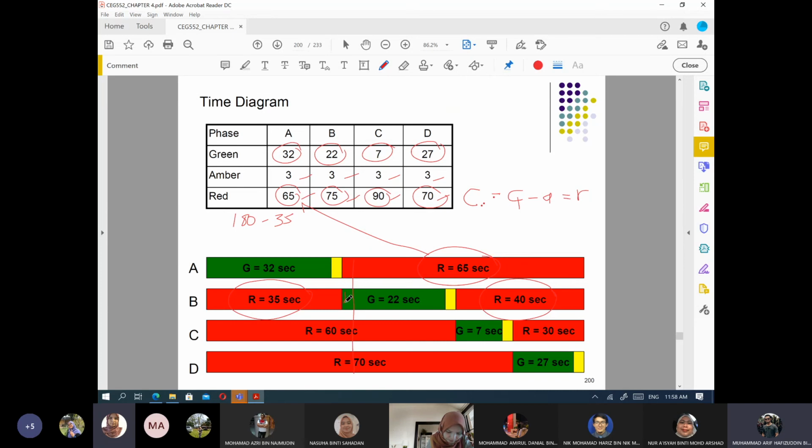Dia akan nampak semua ni merah sampai bawah. Kat sini pun sama juga, semua ni merah sampai bawah. Ini pun merah sampai bawah kalau ada all red time lah. Okay, kalau tak ada all red time dia akan jadi macam ni terus.